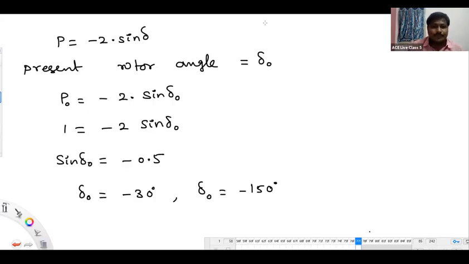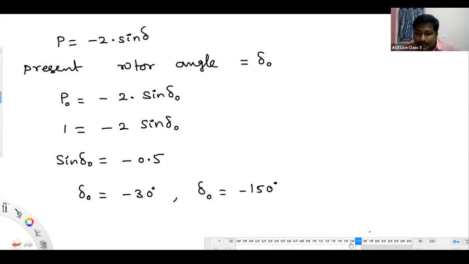Sine 150 is a positive value, but I need a negative value, right? So I should take sine of minus 150 degrees. Get this minus 0.5. So delta naught has two options here: one is minus 30 degrees, another one is minus 150 degrees.